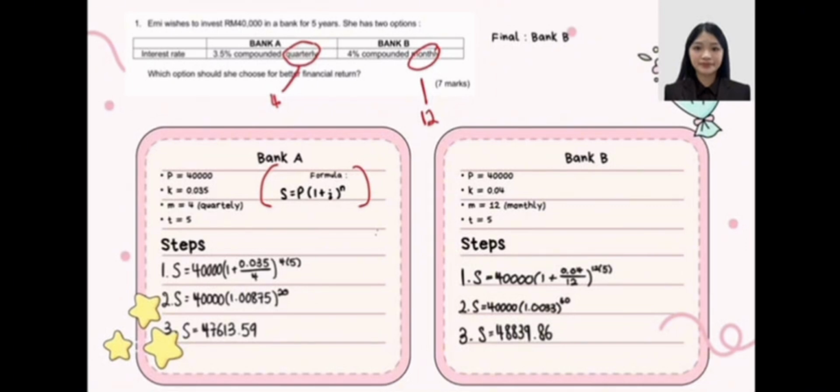So from here, it is recommended that Ernie choose bank B for better financial return. By comparison, we can see that bank B has a higher return than bank A.